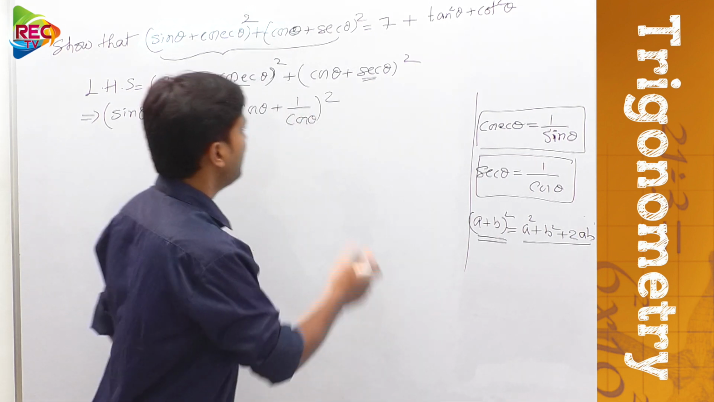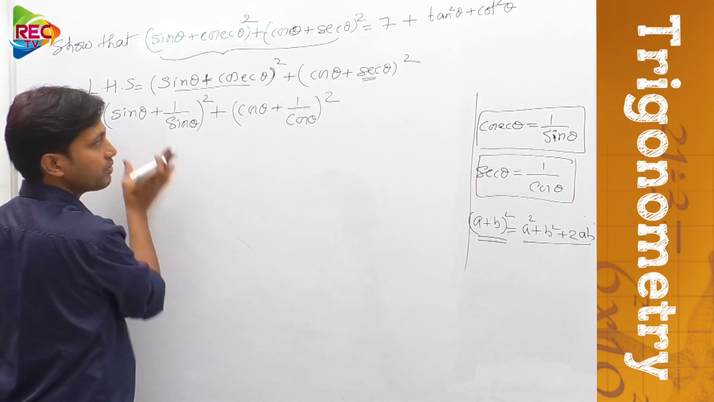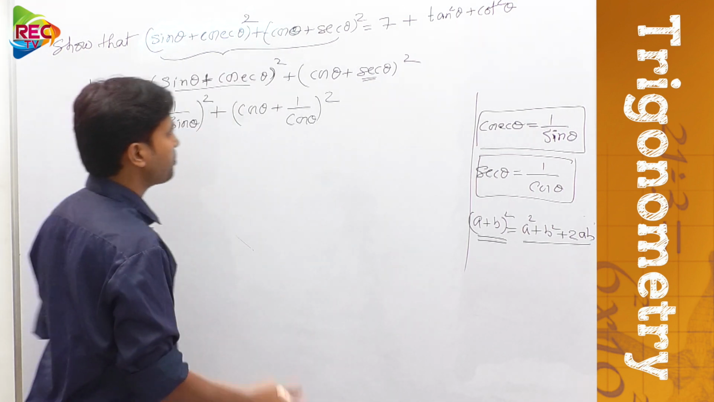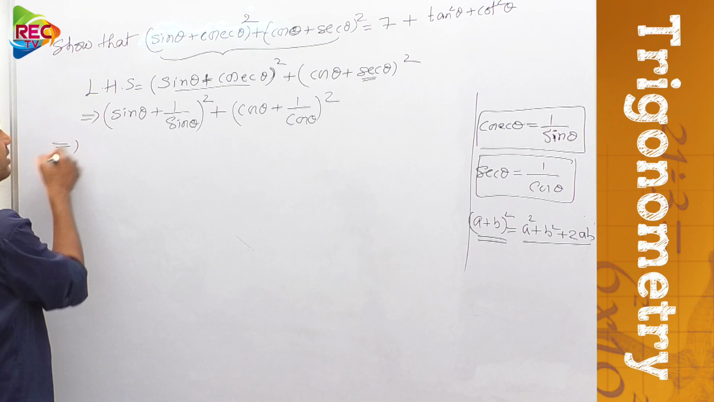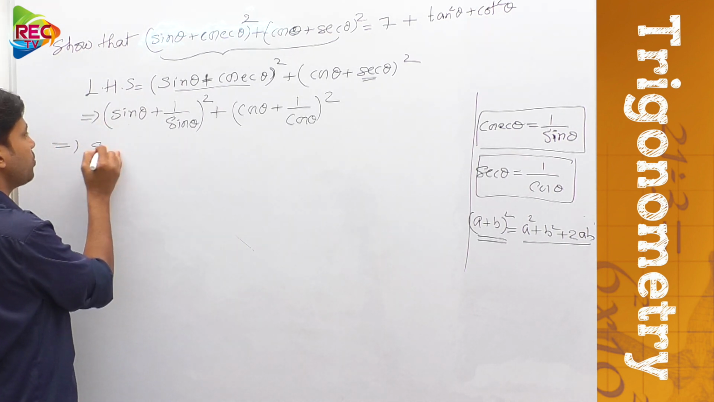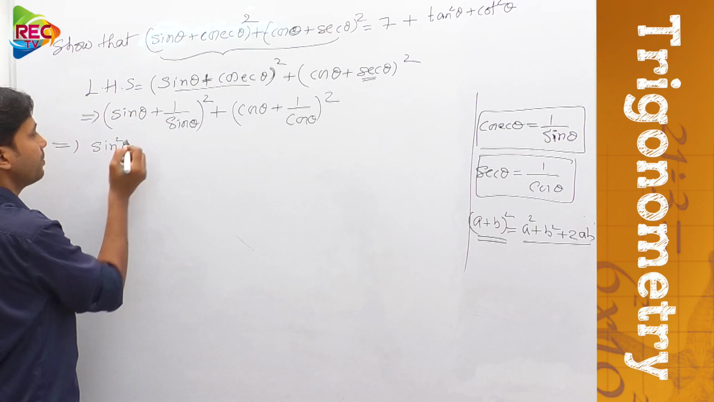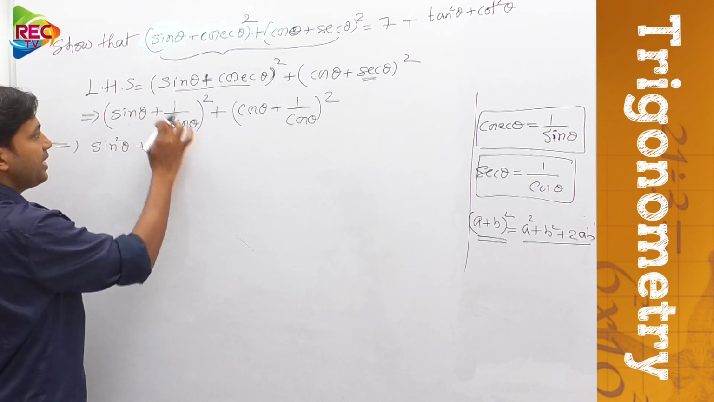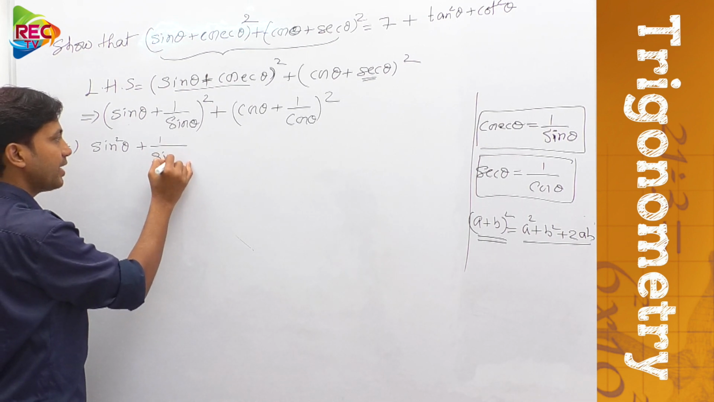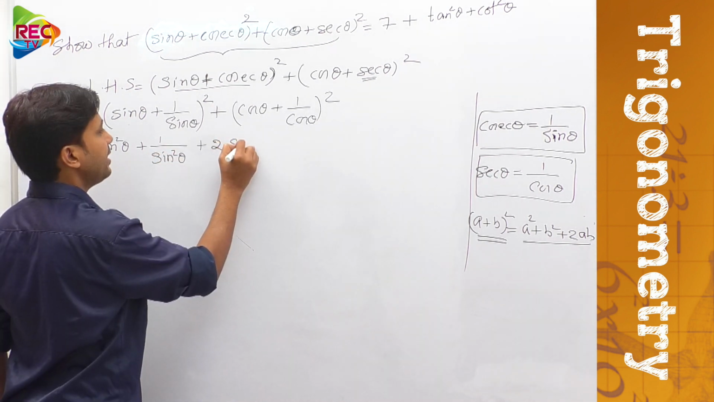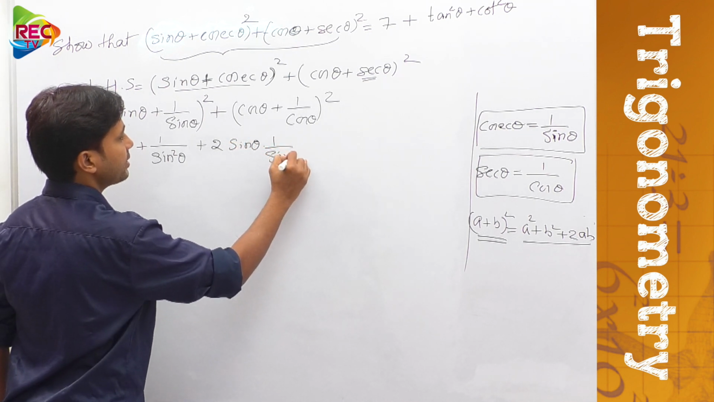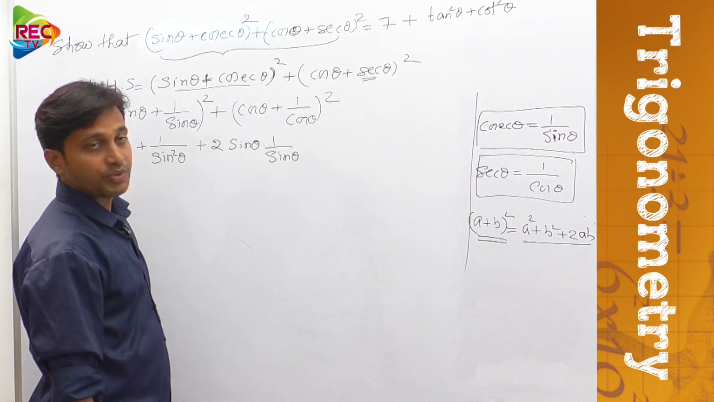Exactly, we can expand this expression into (a plus b) whole square and this expression into (a plus b) whole square again. So let us expand them and let us see what happens in the next step. This is A and this is B. A square, that means sin square theta, plus B square, that means (1 by sin theta) whole square, which is 1 by sin square theta, plus 2AB, that means 2 into sin theta into 1 by sin theta. So like this we can write.